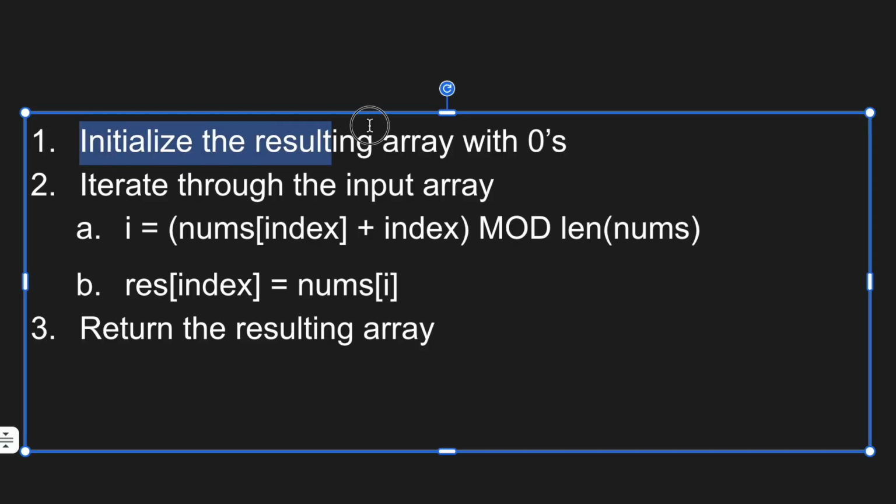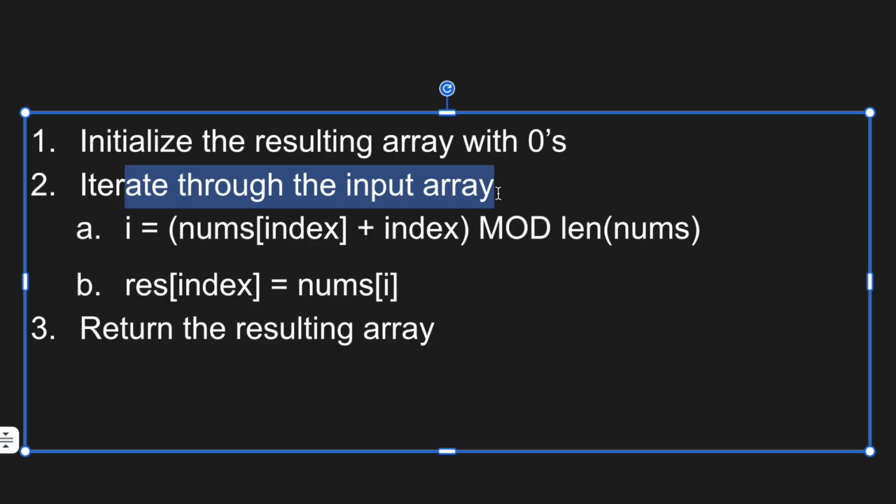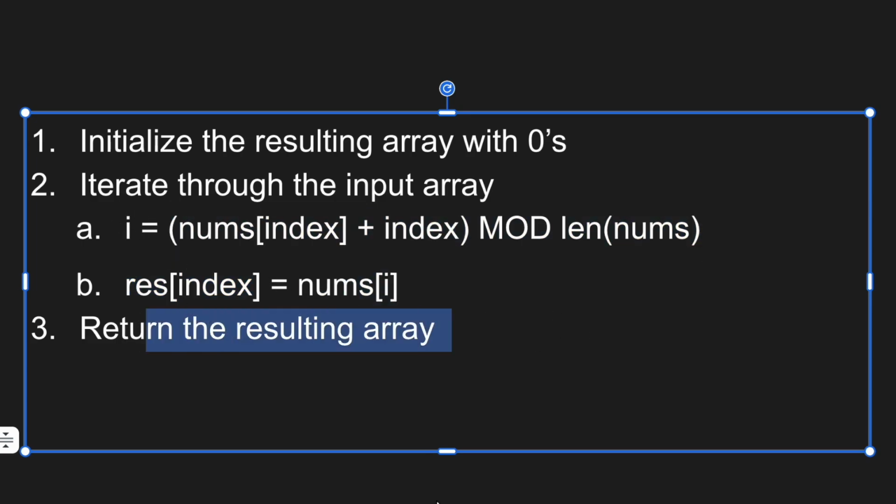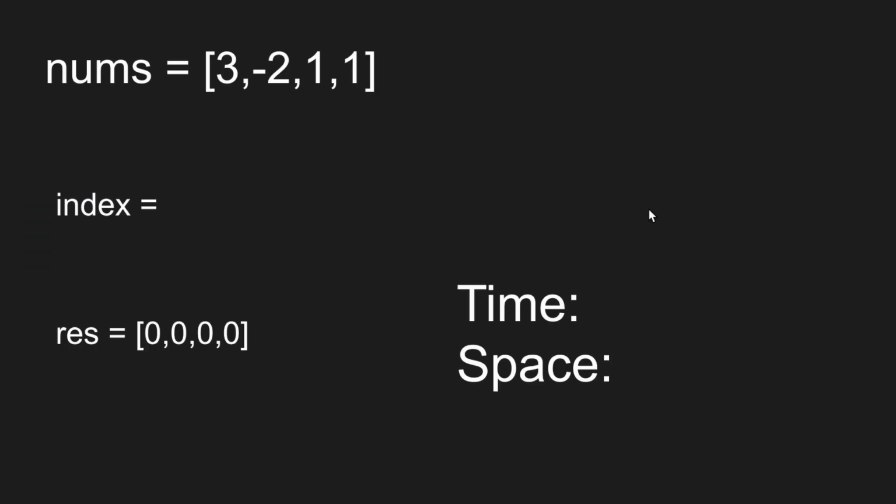So what we can do is we can initialize the resulting array with all zeros, and we will iterate through the input array. And to calculate the index we will land at, we will take the nums of i plus the index that we are on, and we will modulo that by the length of nums, and we will set the result of that index to nums of index, which is what we calculated here. And finally, we want to return the resulting array.